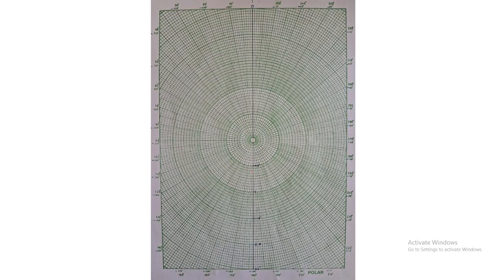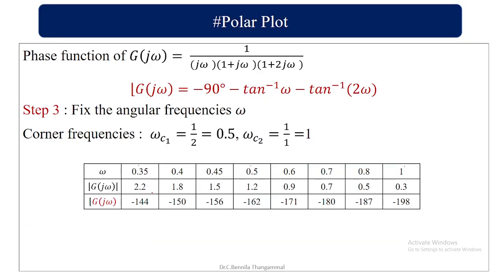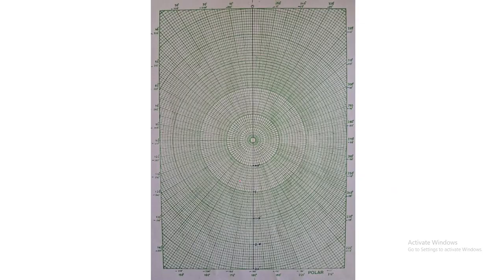Then your magnitude value is going to be in the range 2.2 to 0.3. For this range, I will be taking 5 circles. I have 1, 2, 3, 4, 5. So I will be taking 0.5, 1, 1.5, 2, 2.5. And then I will be drawing the graph here.